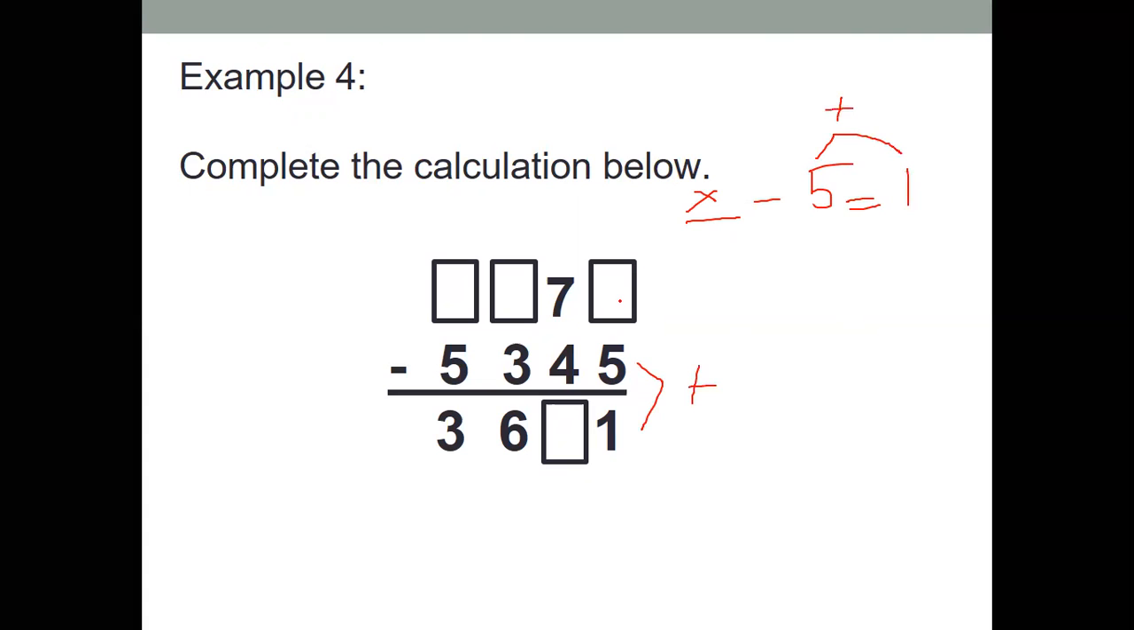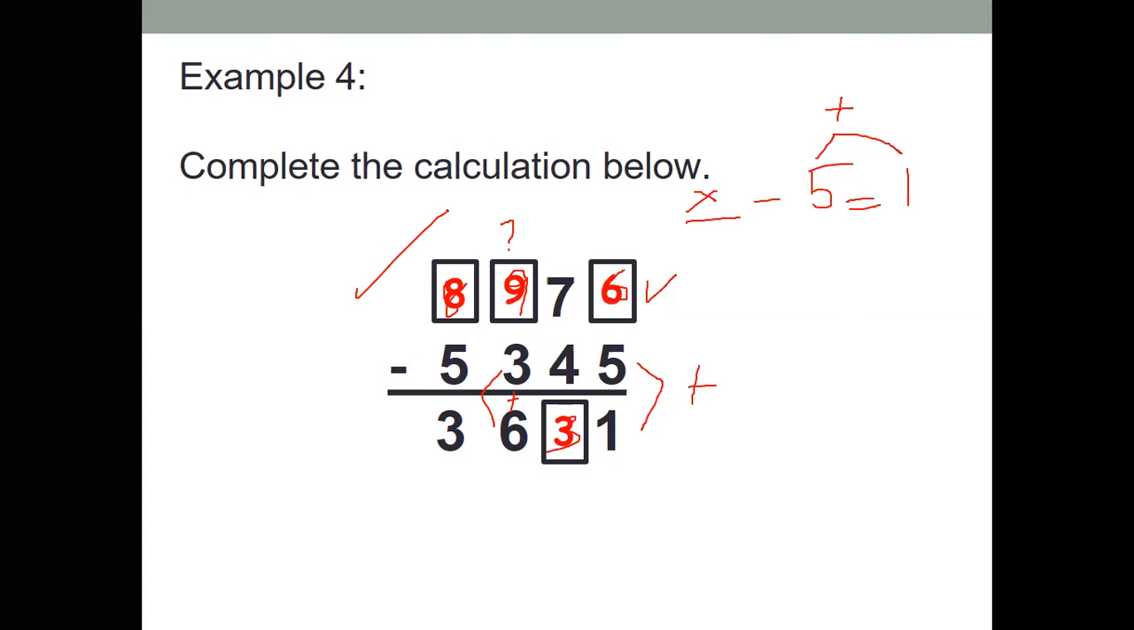So 5 plus 1 is 6. And if you check it, 6 minus 5 is 1. So therefore, it's correct. 7 minus 4 is 3. Again, the missing number is the first number, so this one will be added. 6 plus 3 is 9, and 3 plus 5 is 8. If you check it, 9 minus 3 is 6, 8 minus 5 is 3. Therefore, our answer is correct.